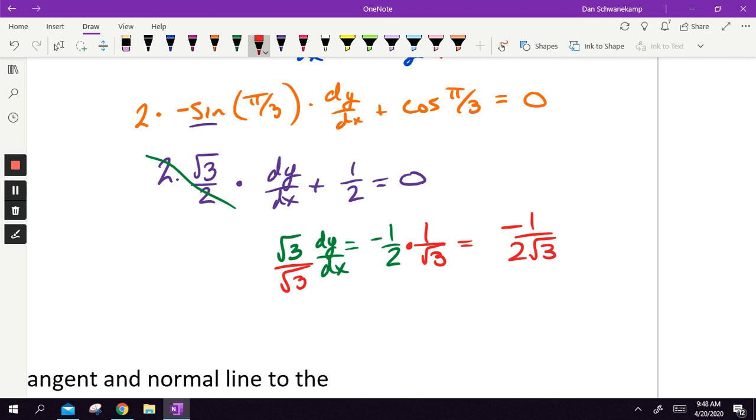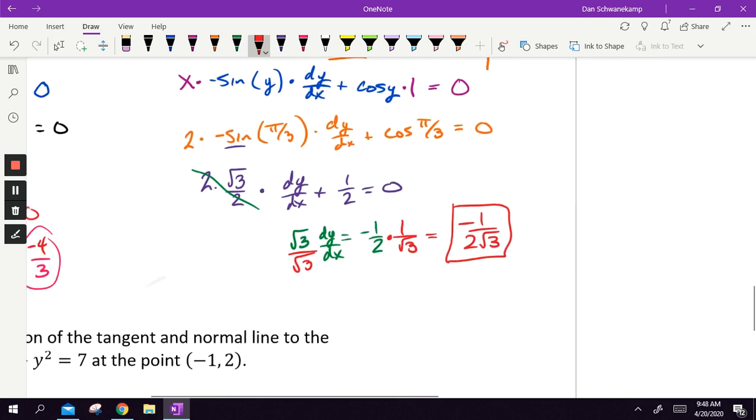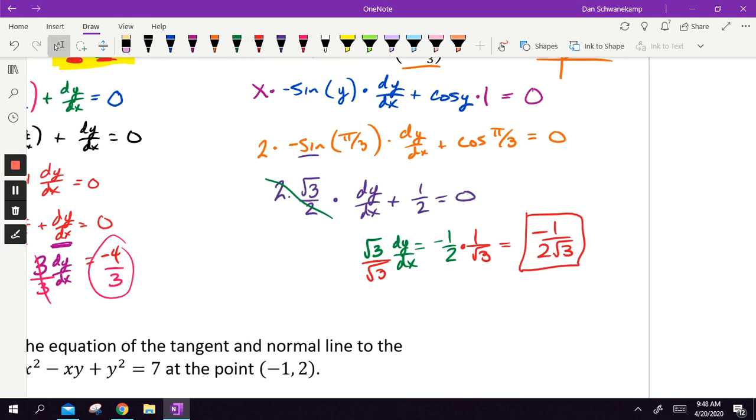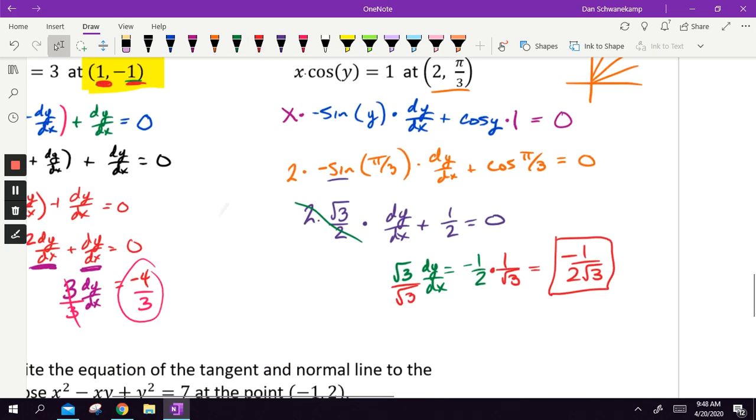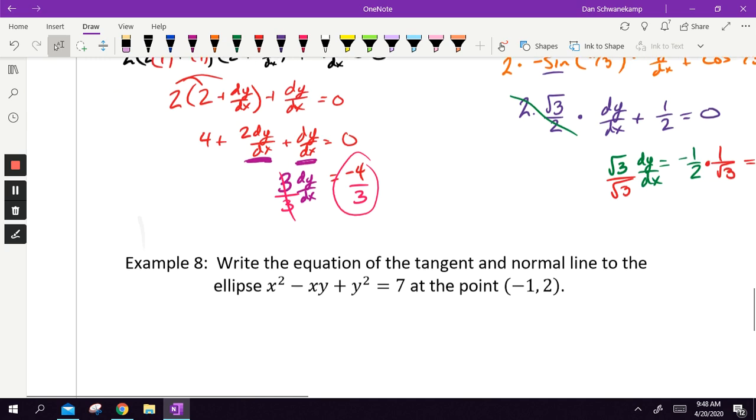And you might say, Mr. Schwanekamp, in pre-calc, that would not be a good answer because you did not simplify the radical. Guess what? That's why I love calculus, because we don't care. That is a great answer. We're going to live with it. Okay, implicit differentiation. We're taking derivatives and plugging in.